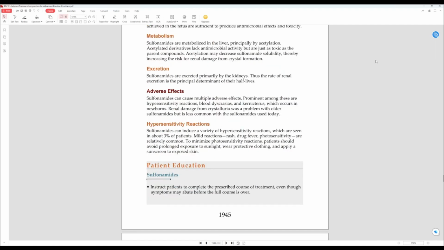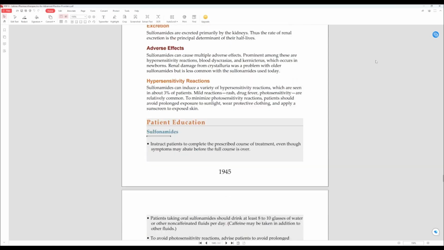Adverse effects. Sulfonamides can cause multiple adverse effects. Prominent among these are hypersensitivity reactions, blood dyscrasias, and kernicterus, which occurs in newborns. Renal damage from crystalluria was a problem with the older sulfonamides, but is less common with sulfonamides used today.